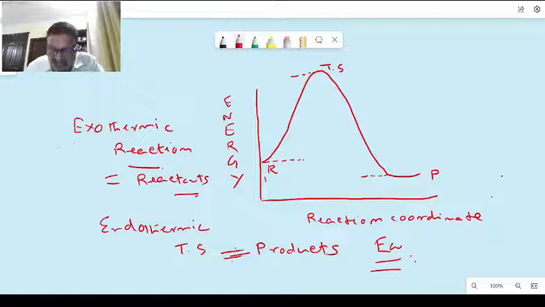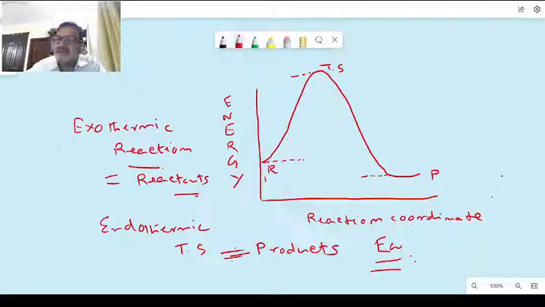Therefore, in an endothermic reaction, we can conclude that the more stable product forms faster. The rate of reaction in which the more stable product is formed will be higher. Now, this is all about endothermic reactions. What about the exothermic reactions? That will be very interesting here.